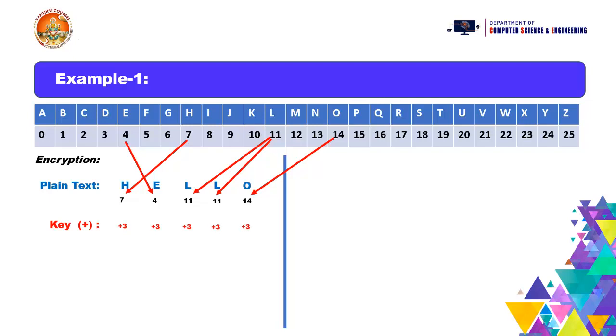So we are going to add this key to the plain text numbers. If we add the key to plain text number 7, we get 10. In the same way, 4 added with 3, the result is 7. 11 added with 3, result is 14. 11 added with 3, result is 14. And 14 is added with 3, result is 17. Now we are converting these numbers into characters. 10 represents K, 7 represents H, 14 represents O, 14 represents O, and 17 represents R. This is our ciphertext. This ciphertext will be forwarded to the receiver.